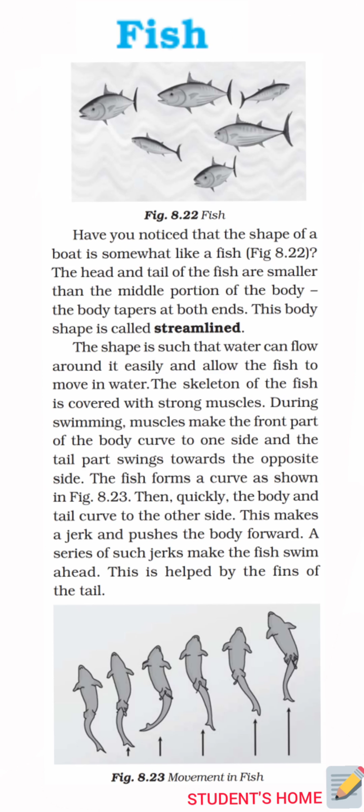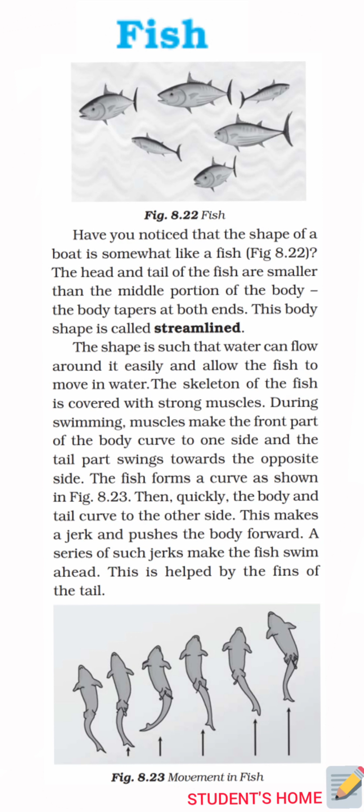Now our next topic is fish. So the head and the tail of the fish are smaller than the middle portion of the body. The body tapers at both the ends. Tapers means the body becomes pointed at both the ends. This body shape is called streamlined. The shape is such that water can flow around it easily and allow the fish to move in water.